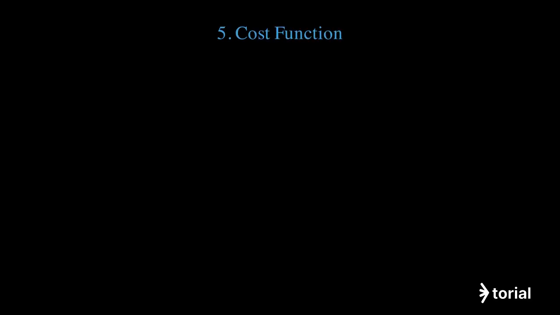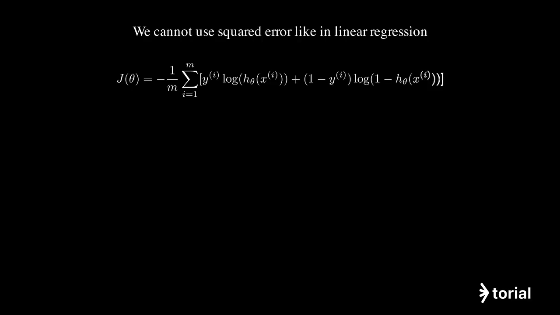To train our model, we need a cost function that measures how well our predictions match the actual labels. We cannot use the squared error cost function from linear regression because it would create a non-convex optimization problem with many local minima. Instead, we use the log loss or cross-entropy cost function, which is convex and has a unique global minimum. This cost function has two important properties that make it ideal for logistic regression.